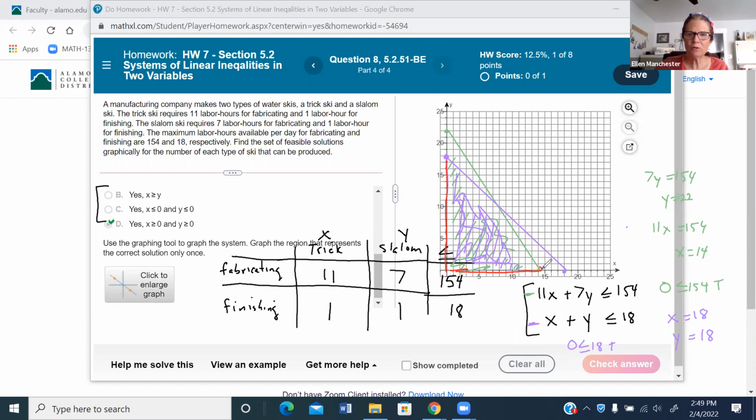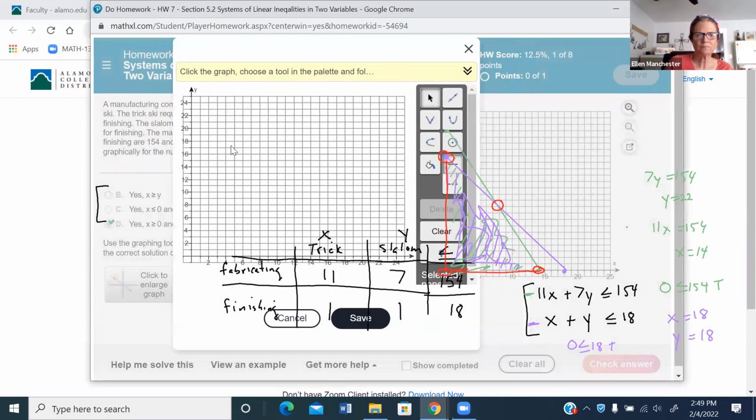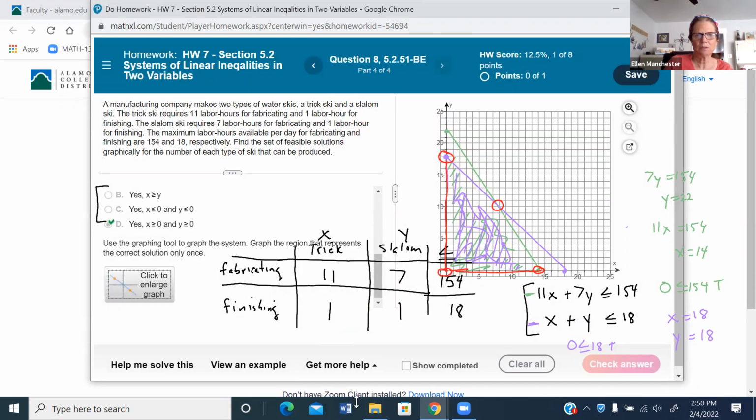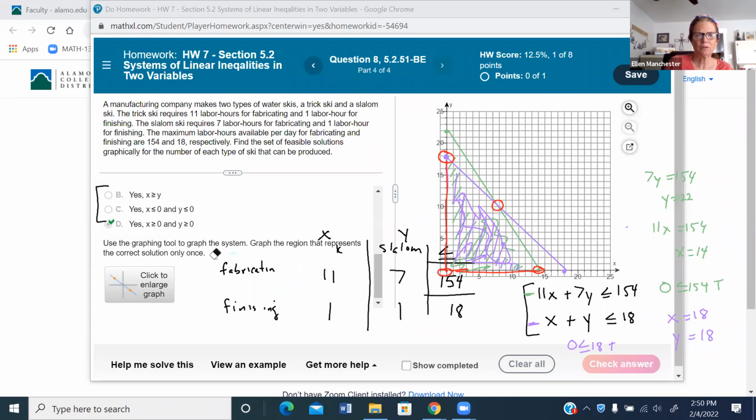Okay, I have a corner point here. I have a corner point here. I have a corner point here, where the green and the purple intersect, and I have a corner point here. Okay, so when I go to graph it, I already see where it's shaded. I have my X and Y intercepts. Let me erase part of this so I can see what I'm doing.